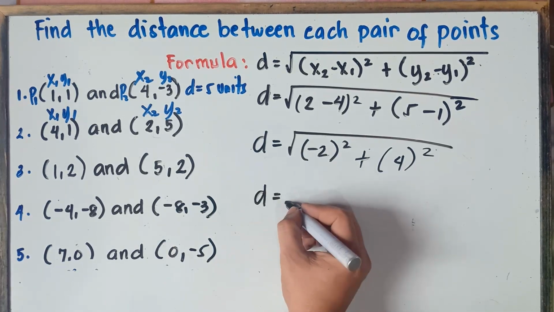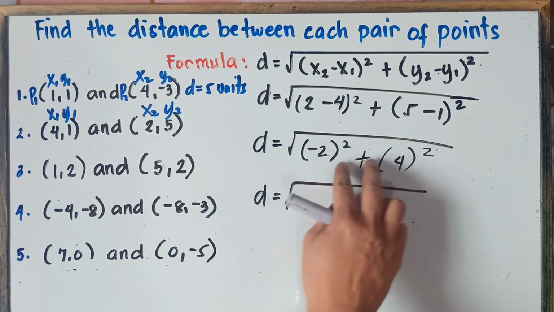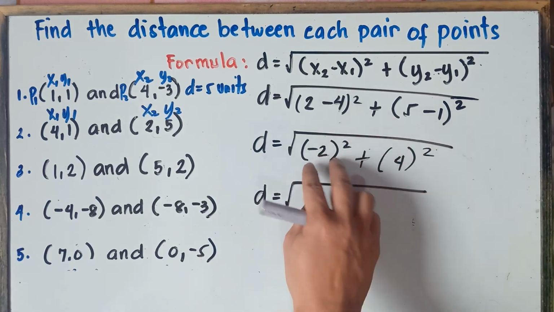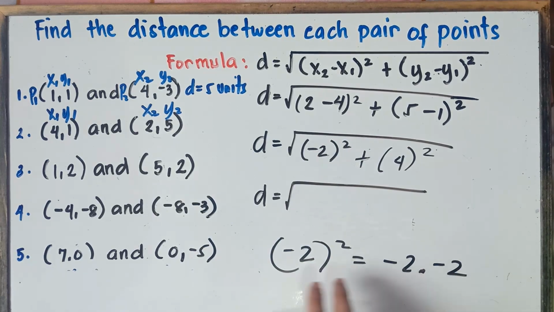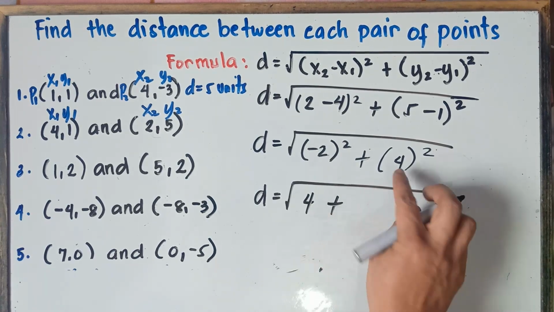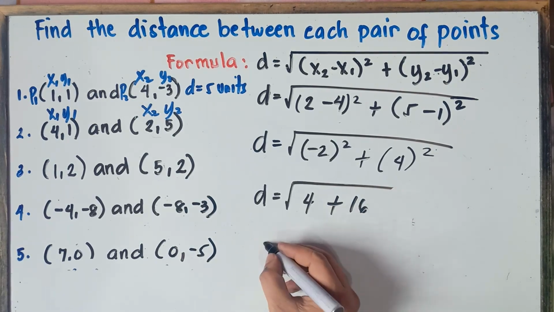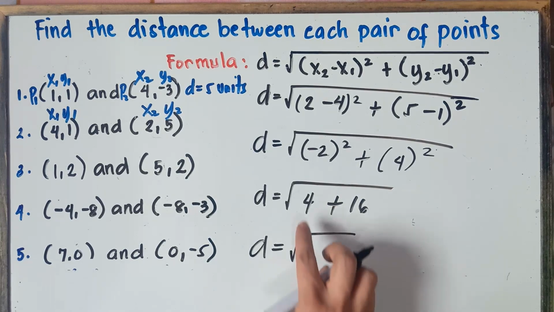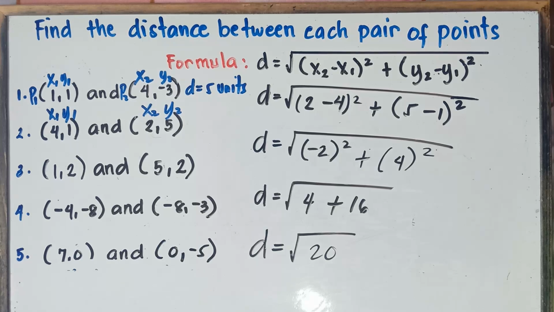So d is equal to the square root of negative 2 times, it's not negative 2 times 2, it means negative 2 times negative 2. So negative 2 squared means negative 2 times negative 2. You multiply this number by itself twice. So negative 2 times negative 2, that would be positive 4. And then copy the plus sign, 4 times 4, that would be 16. And then d is equal to the square root of 4 plus 16, that would be 20. Now you have the square root of 20.